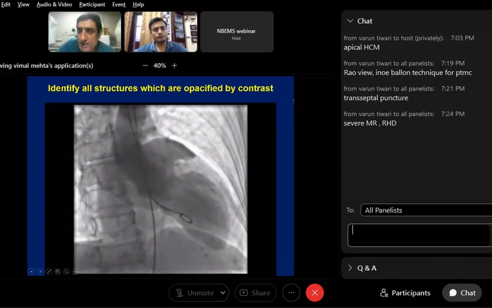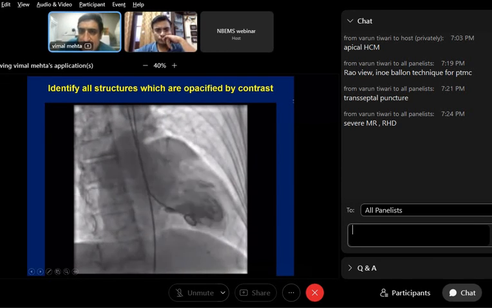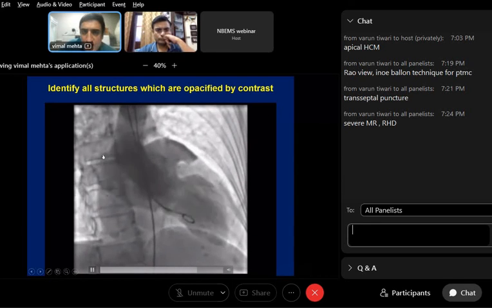So pathology, nobody is able to see the dilated appendage. Dilated appendage. Okay. See, LA is dilated, the appendage is also dilated.